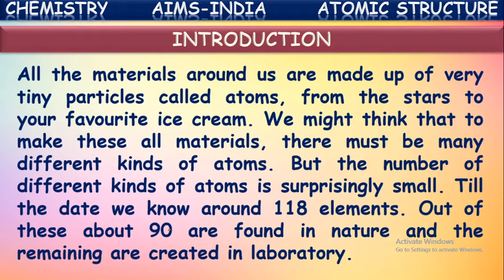Out of these 118 elements, around 90 elements are found in nature. Naturally occurring elements are around 90, and the remaining elements are created or prepared in the laboratory. So they are called synthetic elements or artificial elements. Only around 90 elements are naturally occurring and available in nature. The remaining elements are prepared in the laboratory from already existing elements by combining two or more, or by destroying some of those. In this way, some are naturally existing and the remaining are prepared in the laboratory, which are called synthetic elements or artificial elements.